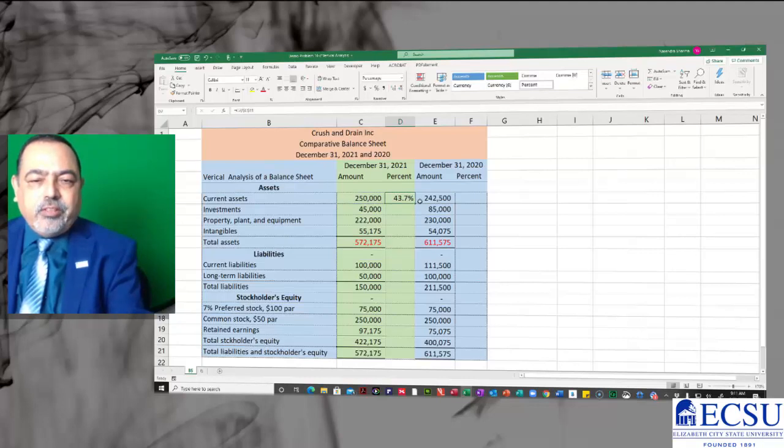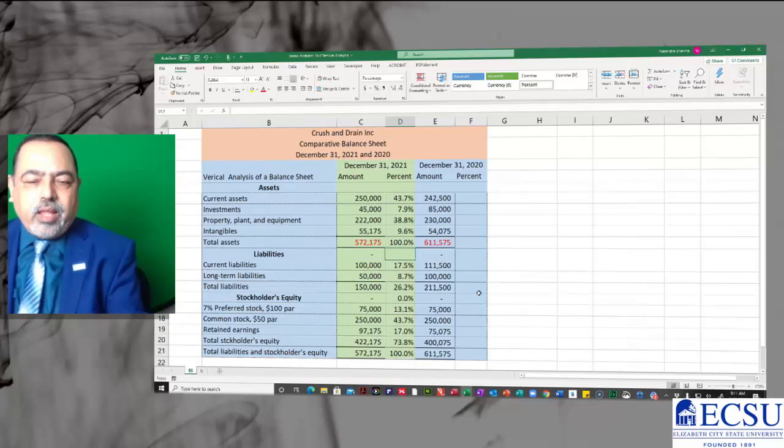43.7%. Then after you have done that, you're going to drag. Just see that there is a plus sign there, so we'll be dragging that. Once you have that plus sign, you depress your left mouse button and drag it down. Now it calculates all the figures, so it is as simple as that. Now the checkpoint is that whatever the base figure is, that should be 100%. So you can see the base figure was $572,175. That is 100%. So that means we have calculated those percentages accurately.